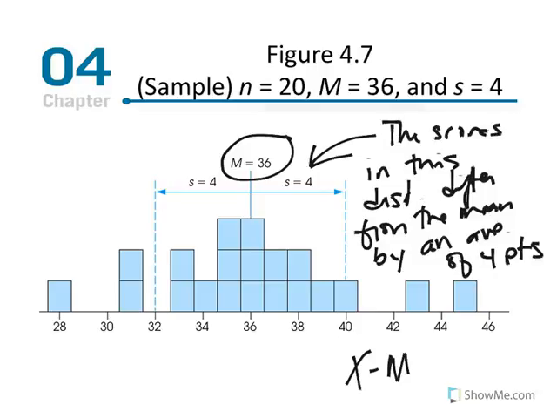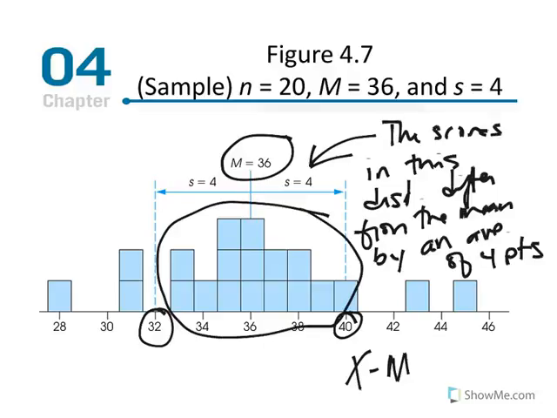Going up 4 points, or 1 standard deviation unit above the mean, takes us to a score of 40. Going below takes us to a score of 32. And notice that that's where the majority of the scores in the distribution reside. So that will be important when we talk about the probability of a value occurring in a distribution.